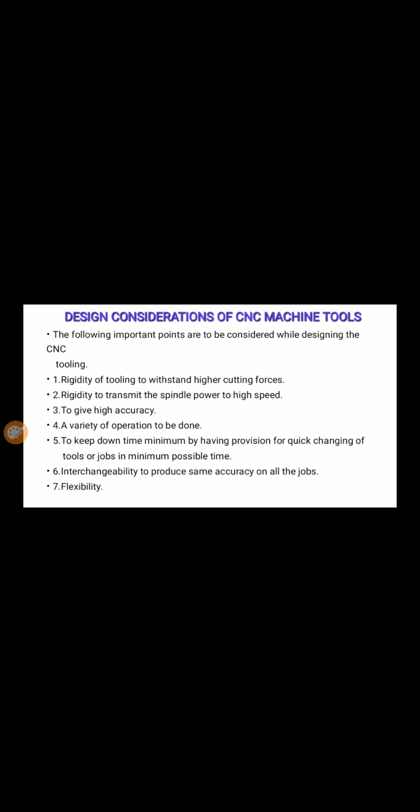Then interchangeability, to produce the same accuracy on all the jobs. You are familiar with this term because I have already discussed it in metrology. Let us suppose we are producing the shaft in India and the holes in Pakistan, and we are going to insert the shaft into the holes. They must assemble without much adjustment. This is what we call interchangeability. All these techniques are quality enhancing techniques.